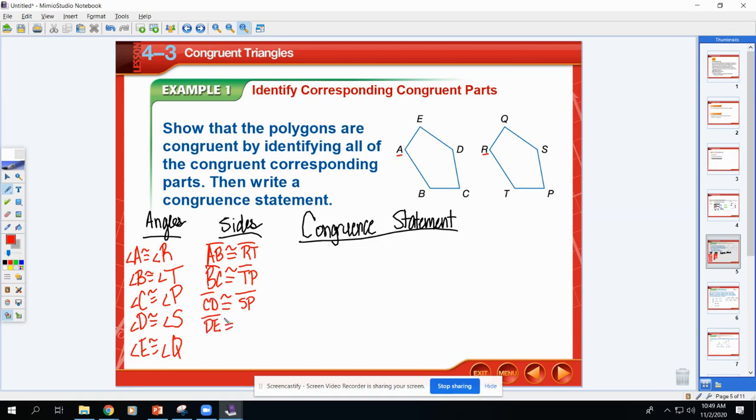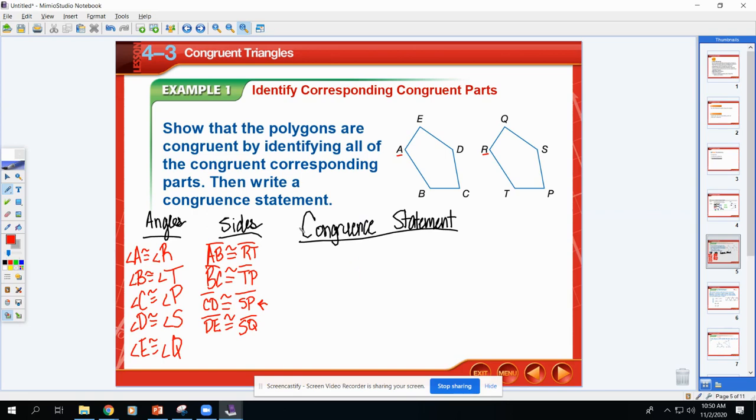DE here is going to be congruent to SQ. Okay, so some of you are probably saying, well, you said SP instead of PS. Well, SP and PS are actually the same exact segment. That's by the reflexive property. So we'll talk a little bit about that later on.